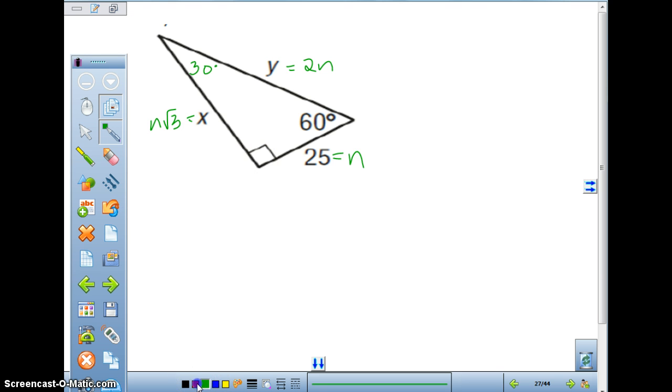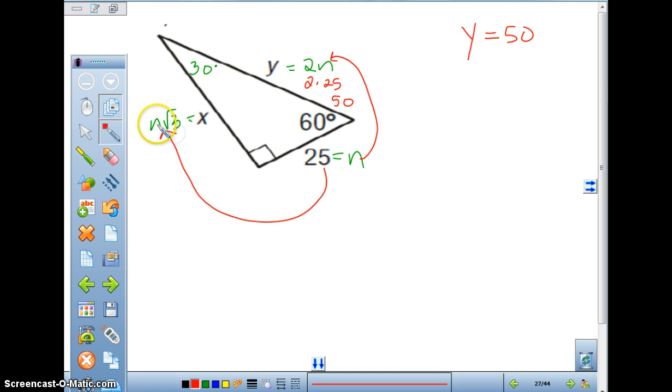Now, this one's also a fairly simple one. If you notice, this side is simply n. So all I'll need to do is plug in right here and have 2 times 25, and I will get 50. So my first answer, y, is going to be equal to 50. Then I'll do the same thing and plug in n here, and I will say 25 root 3 is this side, so x is equal to 25 root 3.